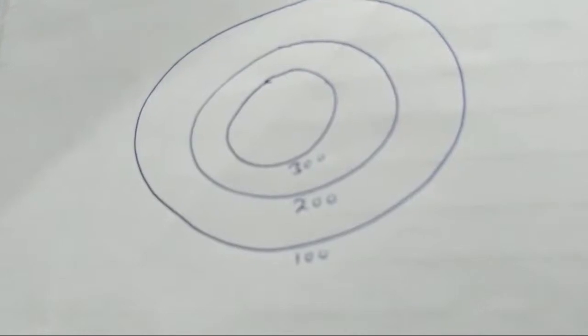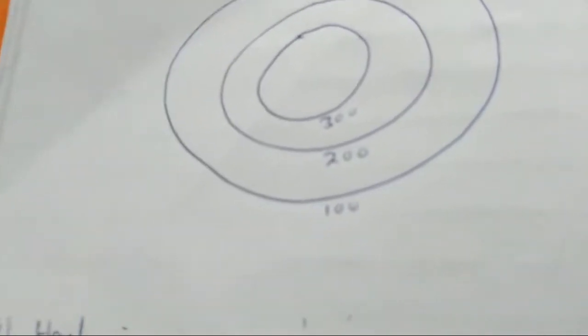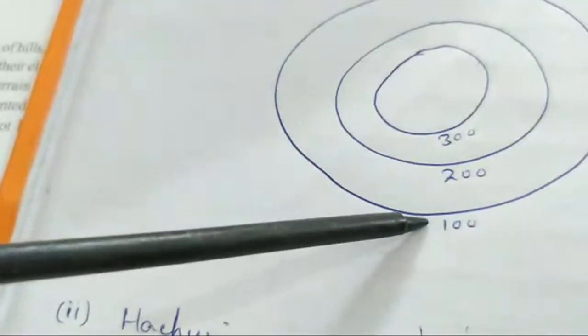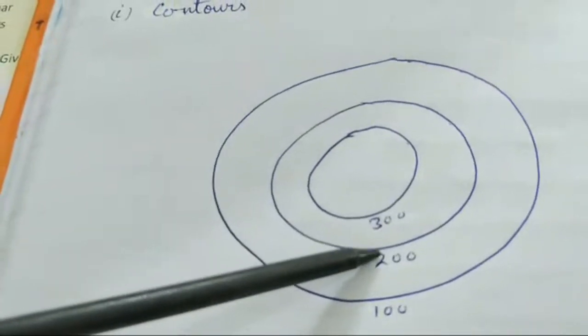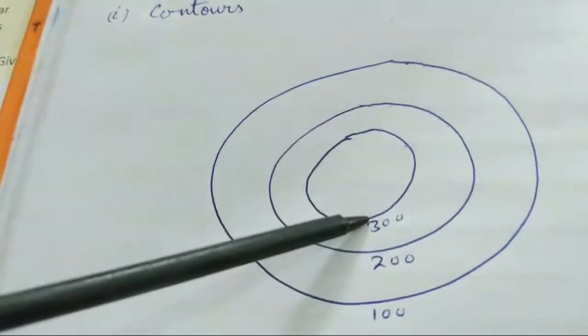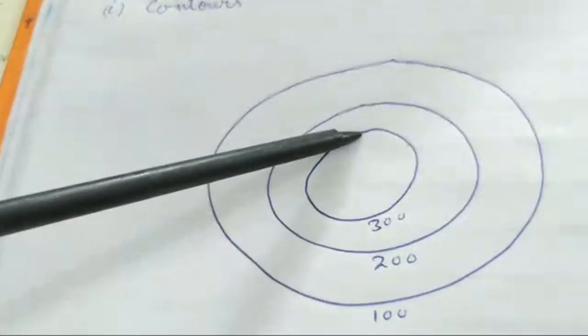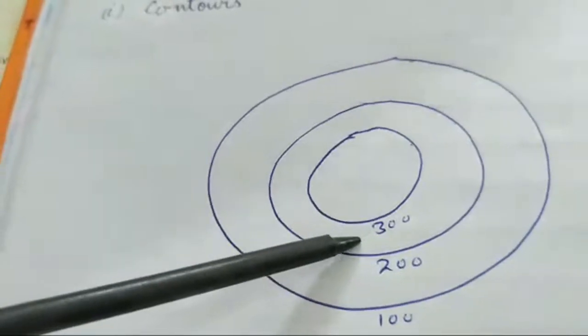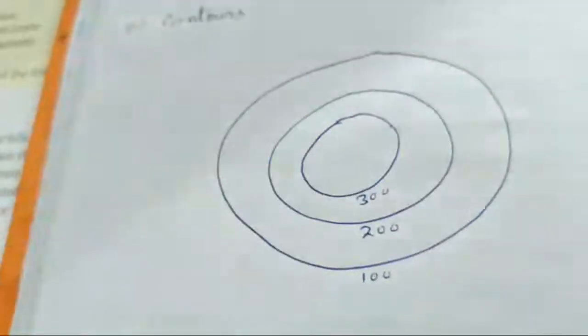So here, can you see this line, the first one, actually joins all the places having which height? Here this is 100. Another one, this line joins the places having how much height? 200. These lines joining the places having which height? 300 meter. Right? So these are contour lines.